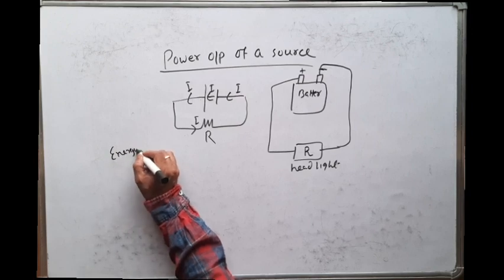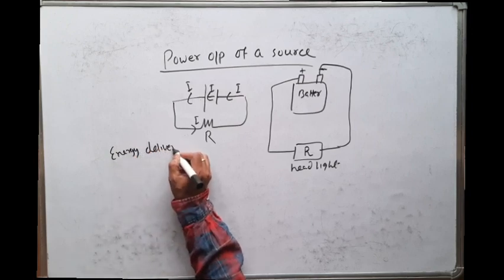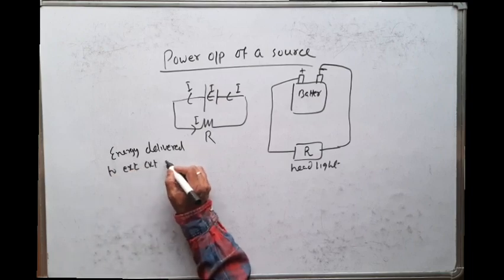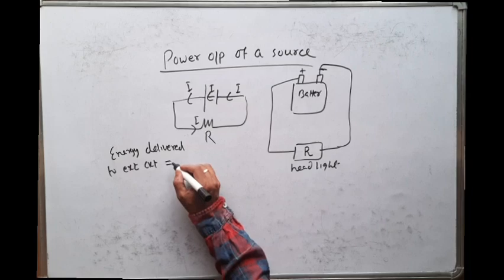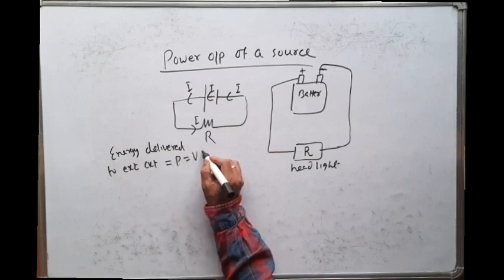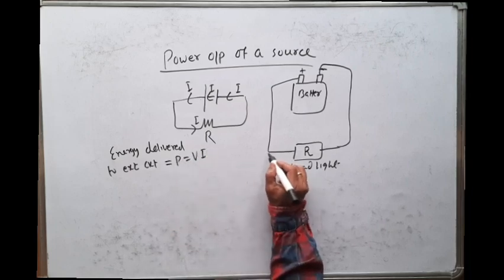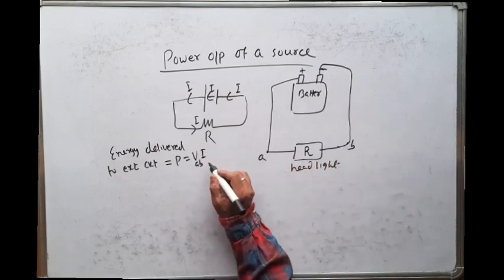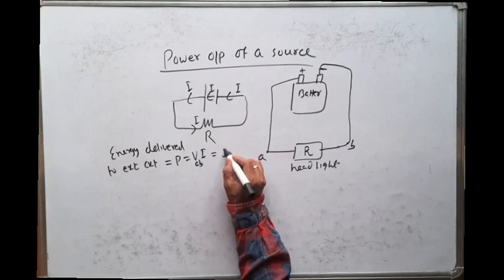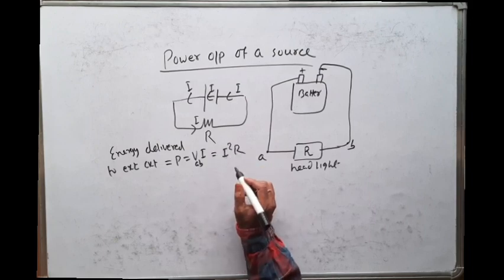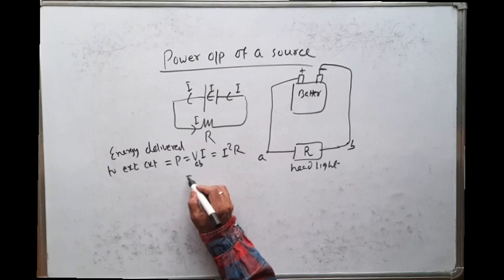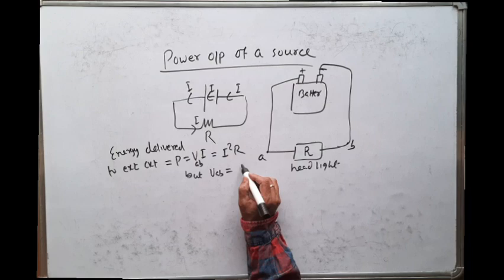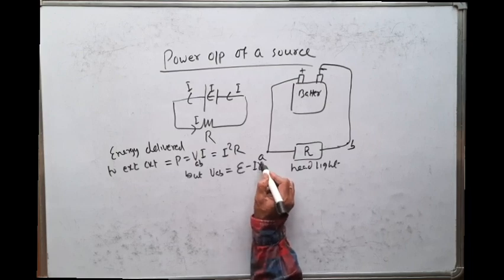Energy delivered to the external circuit by the source is equal to P = V into I. Let us say this is point A, this is point B. So the voltage across the terminal is VAB into I, so that is nothing but I square R. But we know what VAB is: VAB is equal to E minus IR.